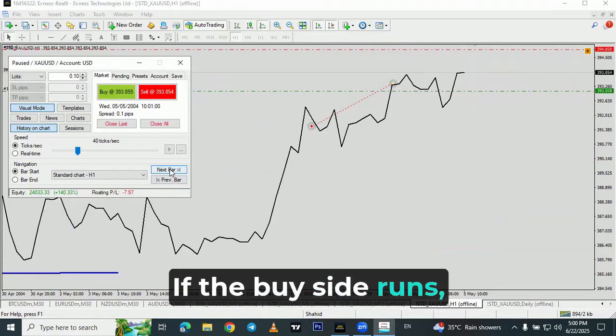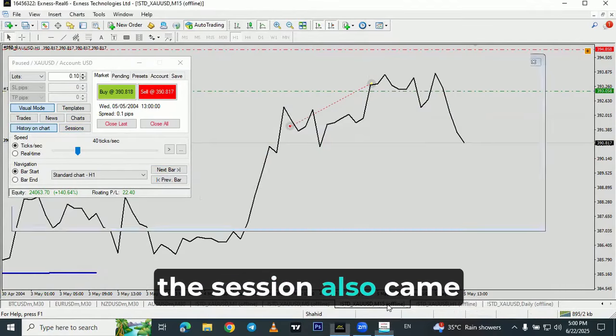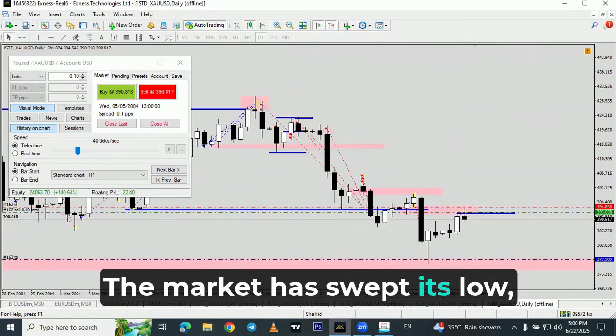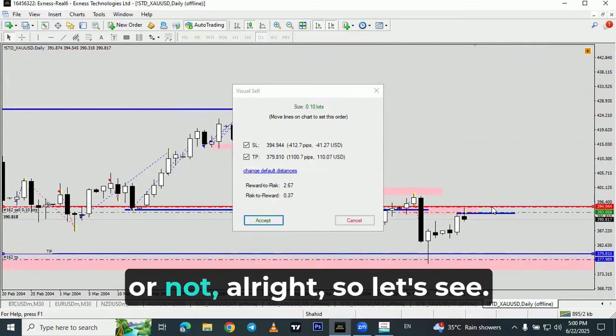If the buy side runs, which session was in the market? Now the session came. The session also came in our favor. The market has swept its low. There's engulfing too. So there is no issue here. We traded here and see or not. All right. So let's see.